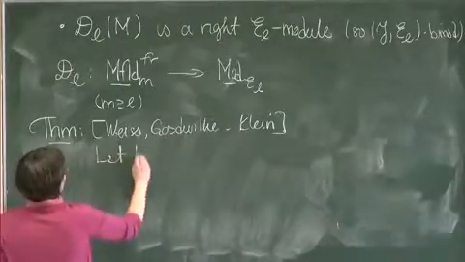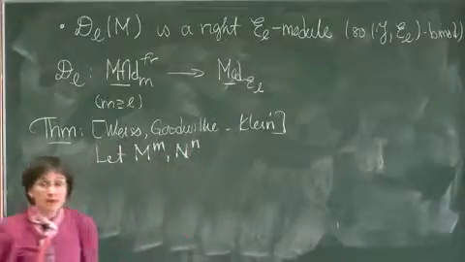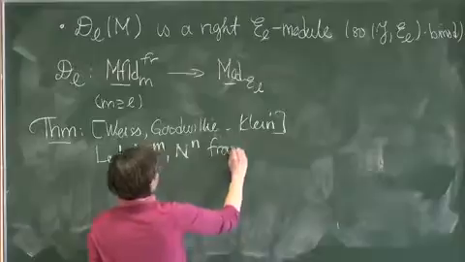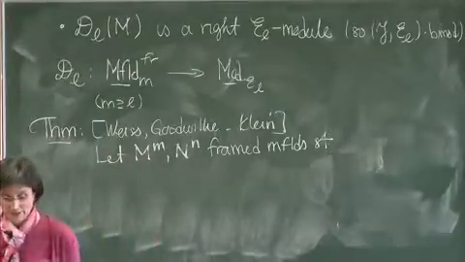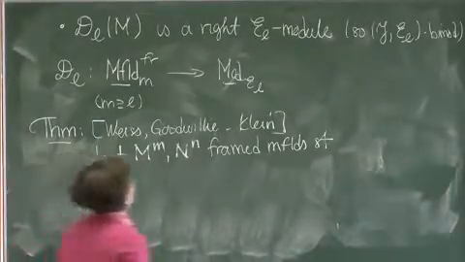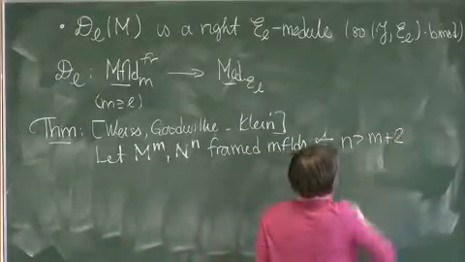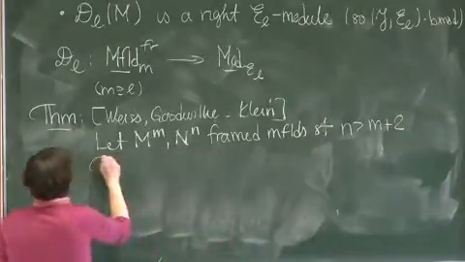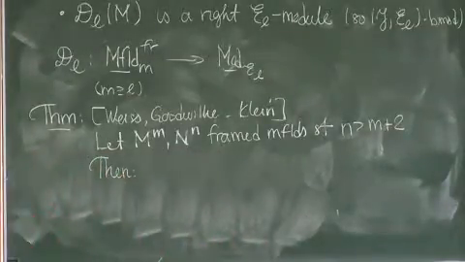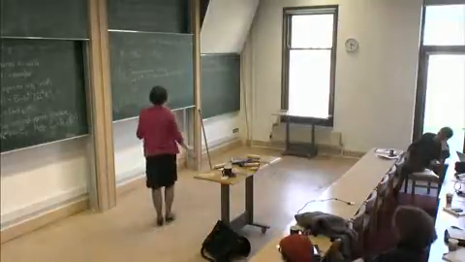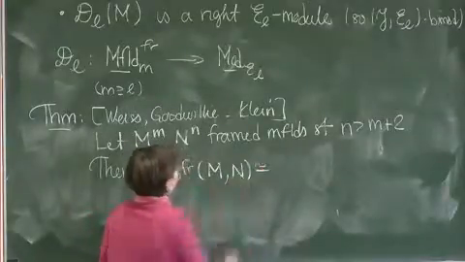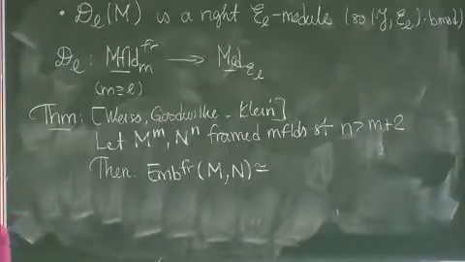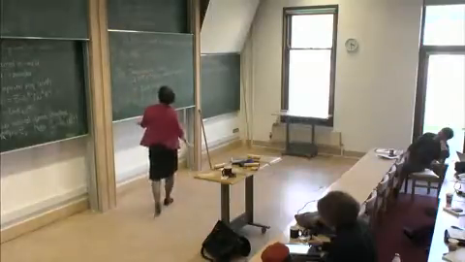if I have M and N, which are frame manifolds of dimensions little m and little n, such that the codimension, let's see if I get this right, n is greater than m plus 2, then the homotopy type of the space of all framed embeddings from M into N, we can capture this homotopy type by looking at the derived mapping space of right EM module maps between the respective DLs there.